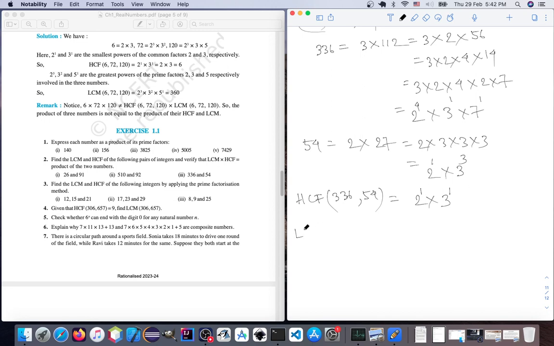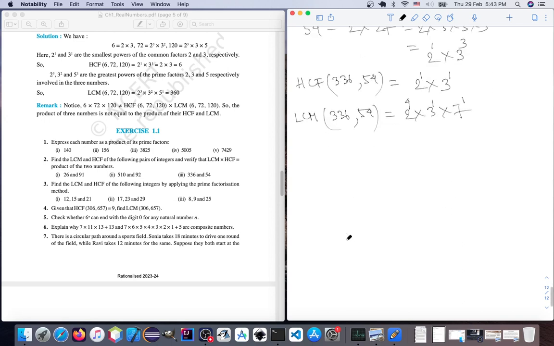Now, LCM. We first write all the prime factors. That is 2 into 3 into 7. These are all the prime factors that are occurring in the prime factorization of the two numbers. Now, what about the powers? For power of 2, we consider the greatest power. The greatest power is 4. What is the greatest power of 3? It will be 1. And for 7, it is 1.